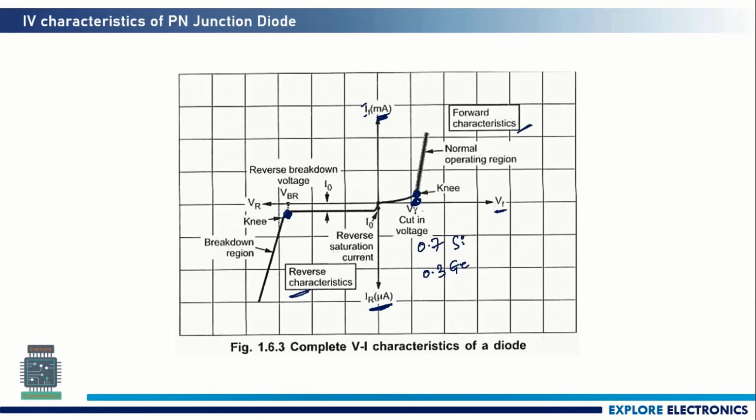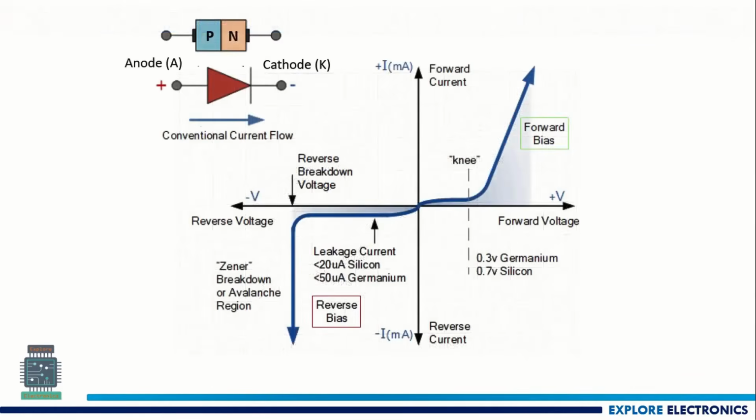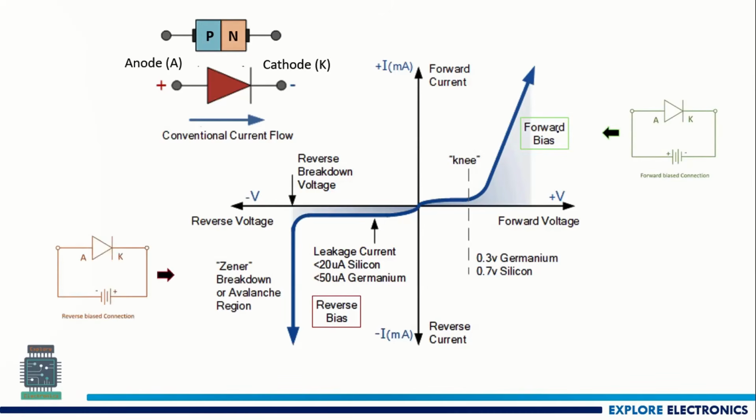And here also, at the reverse breakdown voltage, we need to observe VBR, and this is the small reverse current. This reverse current is because of the minority carriers in the diode. And this is also the IV characteristics. You can see clearly, this is the knee point, this is the forward bias characteristics, and this is the reverse bias characteristics.